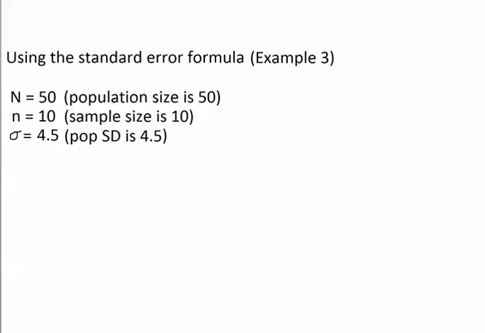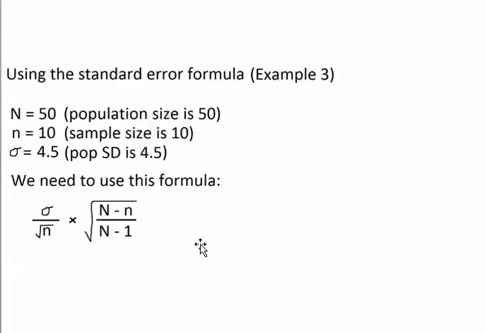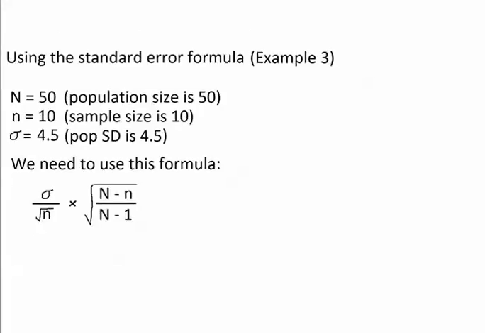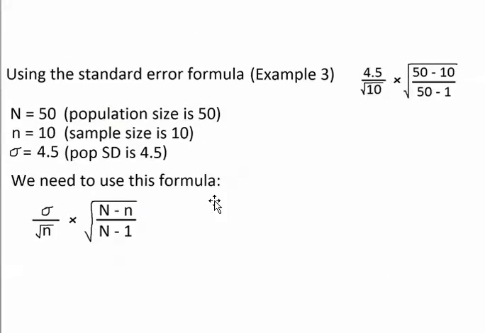Now that we have those 3 numbers, we can plug them into the standard error formula that we learned in the last lecture. The population standard deviation, which is 4.5, goes right here. The sample size, which is the little n, goes right here. The population size, which is the big N, goes right here. And then the sample size goes right here. And then the population size goes right here. And the -1 is just a part of the formula that's always there. So let's go through all of the steps and get our answer.